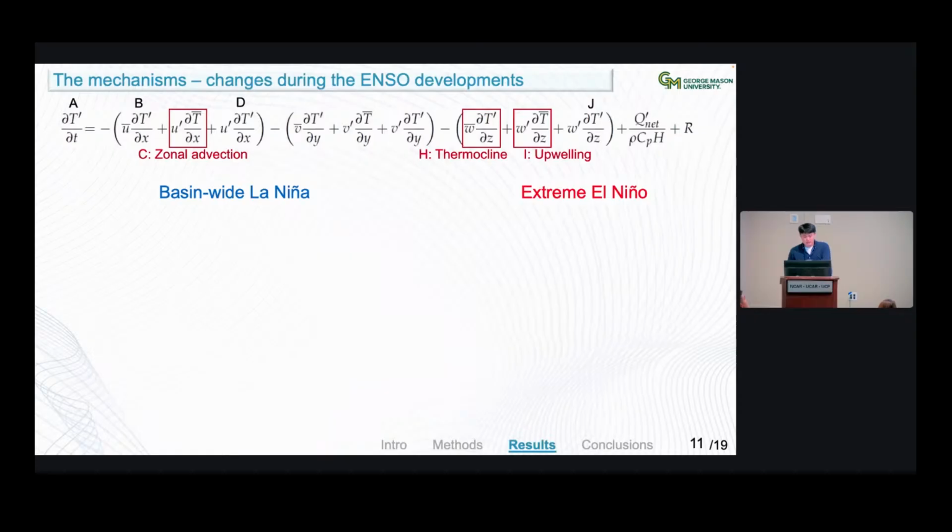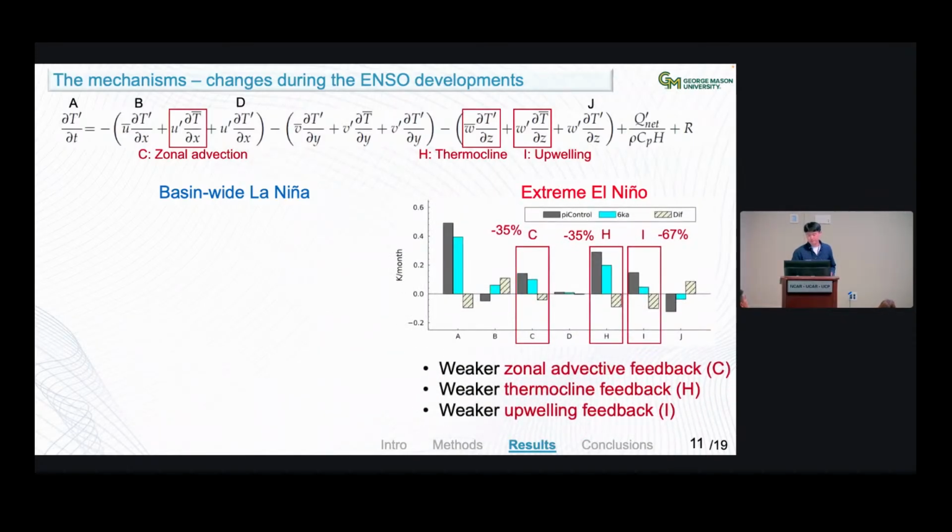So as I explained, we are using the mixed layer heat budget analysis. And then first for extreme El Nino, we have term A, temperature tendency. Positive means there's a development of positive temperature anomaly. And that can be largely explained by thermocline and upwelling feedback.